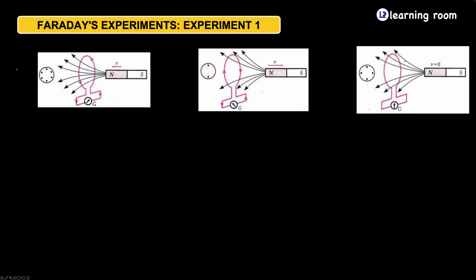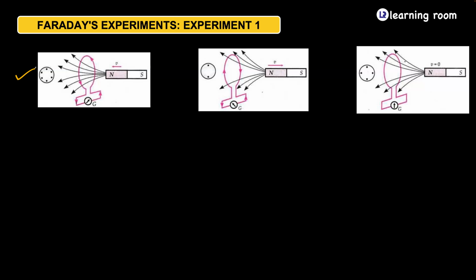Right? So as I told you, the first thing that we need to see is Faraday's experiment. Experiment number 1: you have a pickup coil, and a magnet is moved closer to it. When the north pole moves closer, the magnetic flux is increasing. When the north pole is moved away, the magnetic flux is decreasing.